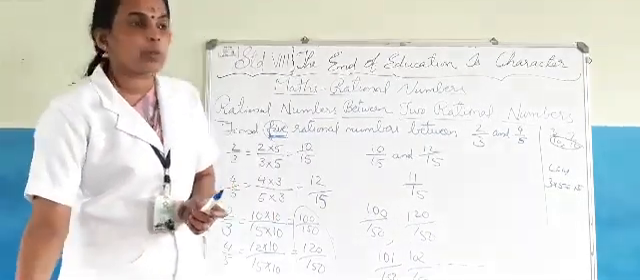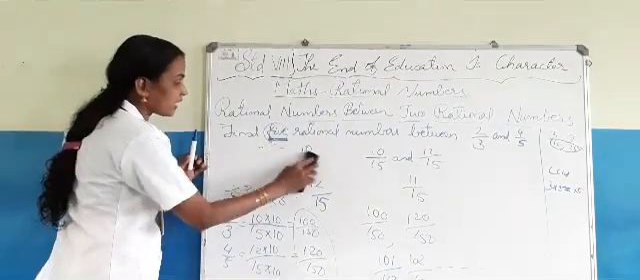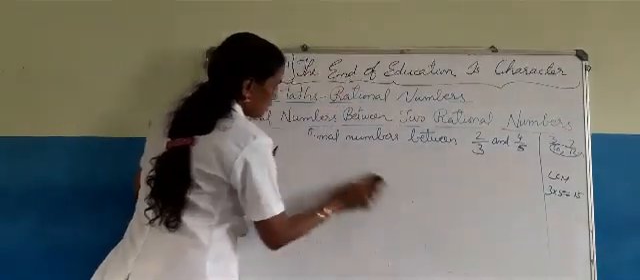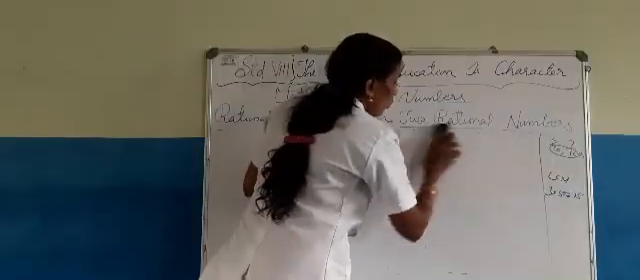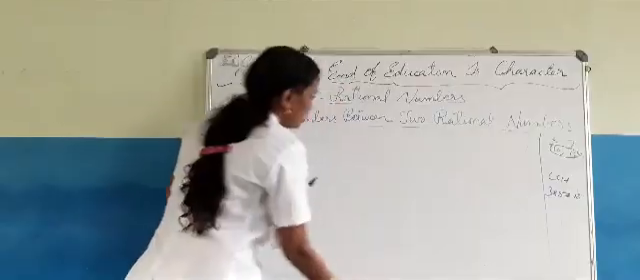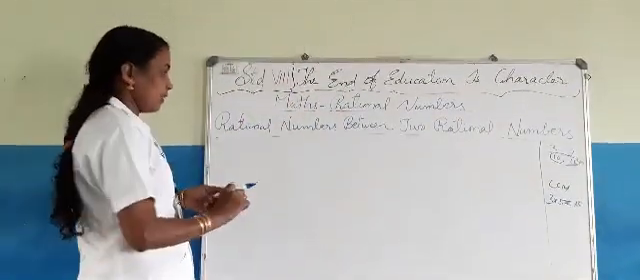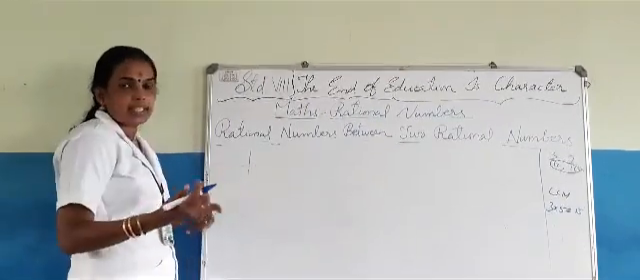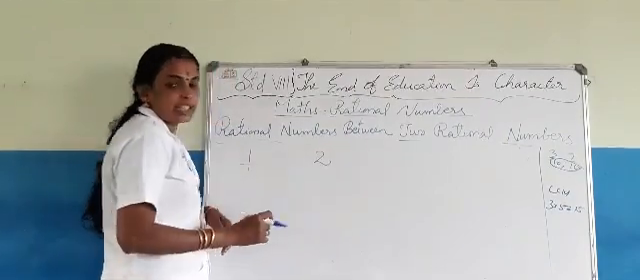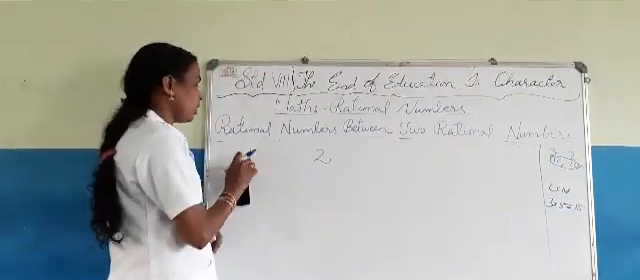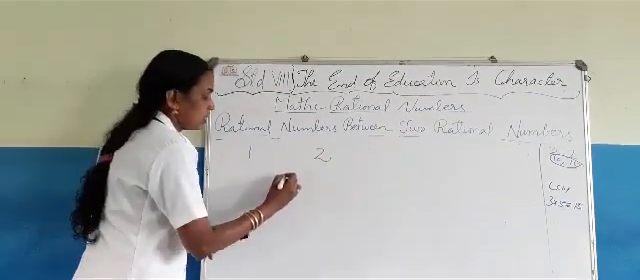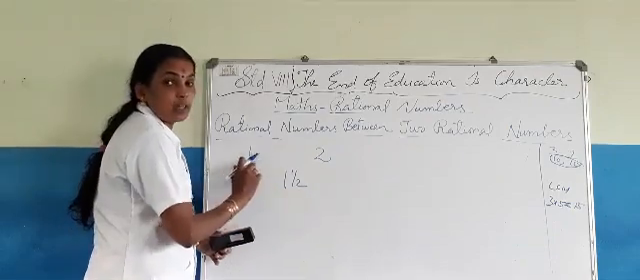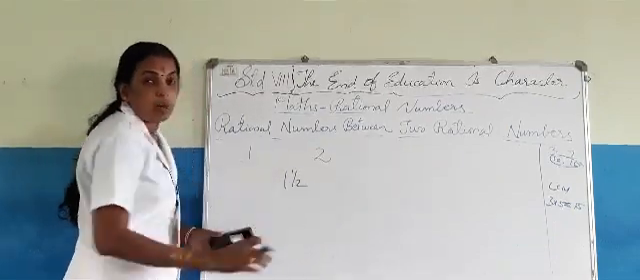Then one another question. Suppose you have to find only one rational number between two rational numbers. For example, 1 is a rational number. Since 1 can be written as 1 by 1 is a rational number. 2 is also a rational number. You know, in between 1 and 2, the number comes is 1 and half. It is clear.